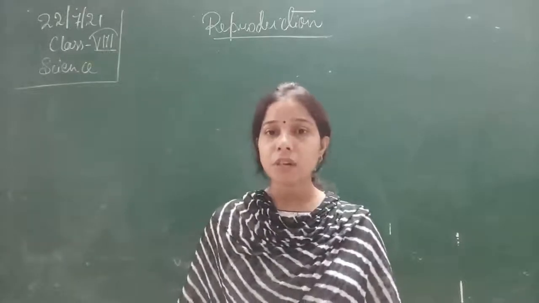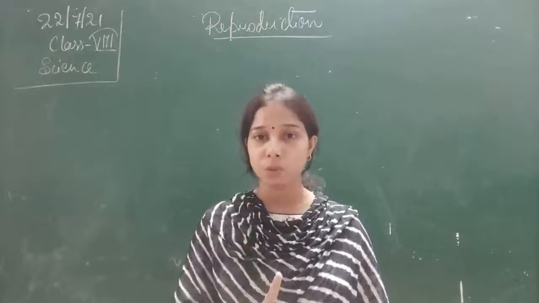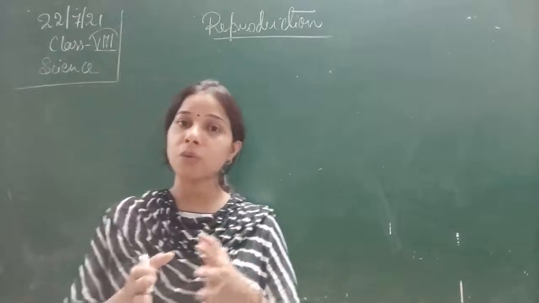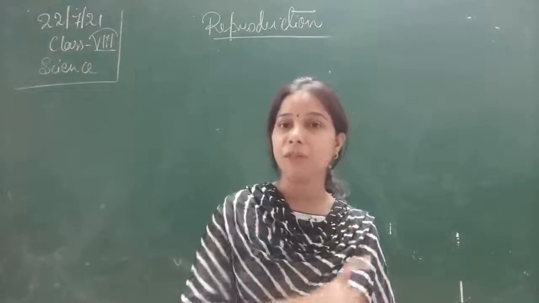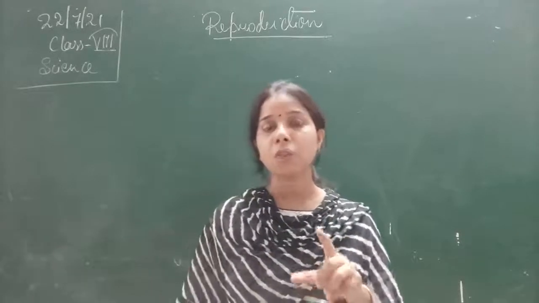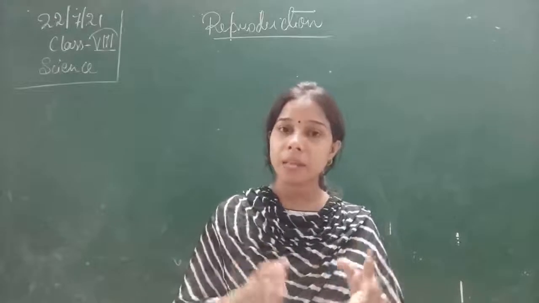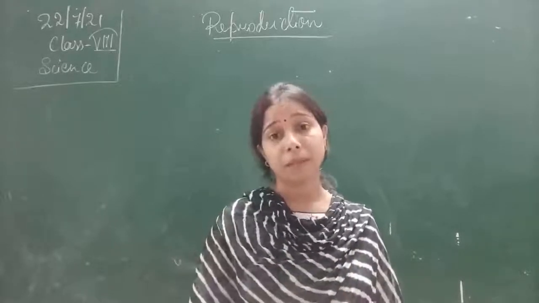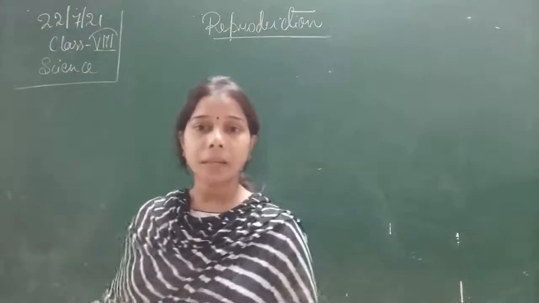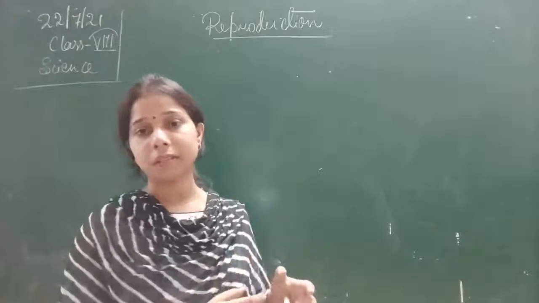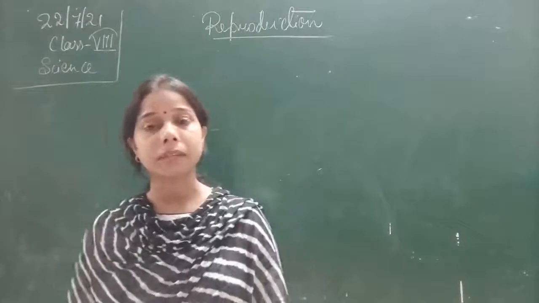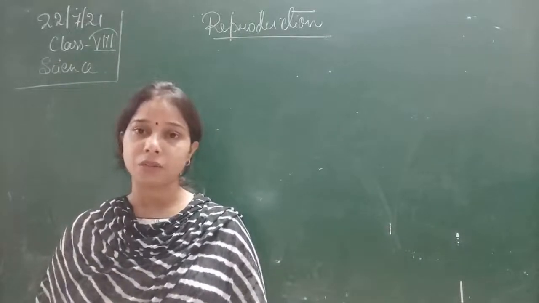Fertilization is when the fusion happens and a single new cell is formed, which is called a zygote. Fertilization is also divided into two types: the first is internal fertilization and the second is external fertilization. Internal fertilization is when the fusion takes place inside the body of the female. It means when the male gamete enters the female body and the fusion happens, the zygote that is formed occurs inside the body itself. That is called internal fertilization.